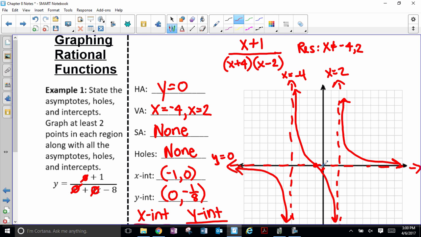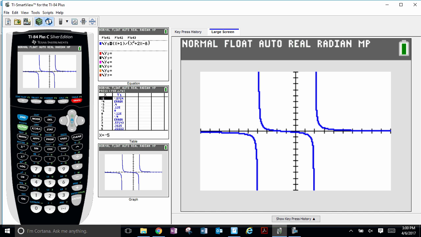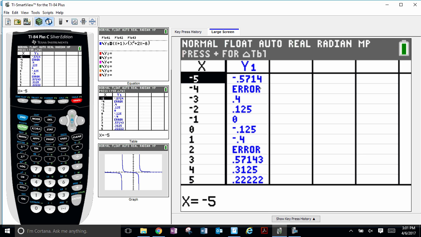Okay? So the hard part we did yesterday. Now you could look at this and if you look at your table, so hit second and then graph, they will give you some error messages. So at -4, they gave you an error, and at 2, they gave you an error. The only thing about those errors is you don't know if they're holes or if they are vertical asymptotes, unless you look at the graph or you work it out like we did.